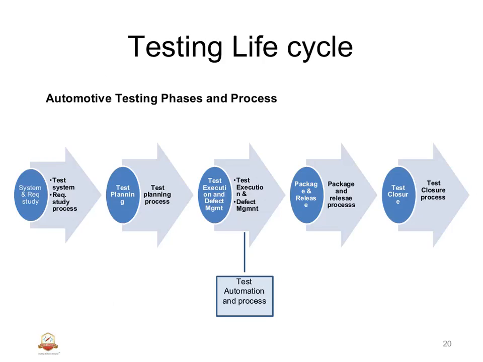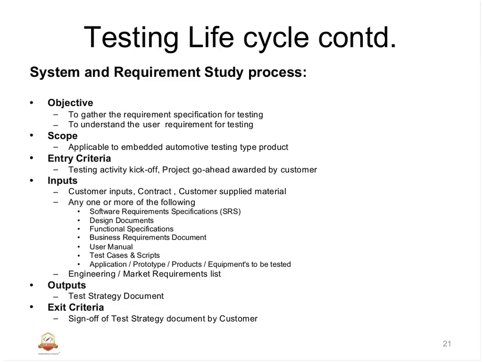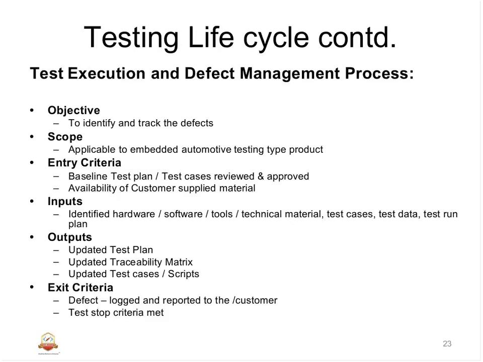So we have gone through two phases of the testing life cycle. One is system and requirement study, the other one is test planning. The next one is the most important one, that is test execution and defect management. So the test execution and defect management process has the objective to identify and track the defects. That means here basically we are going to execute.